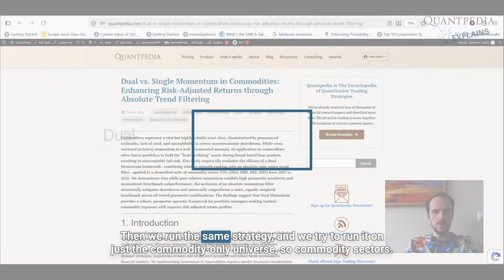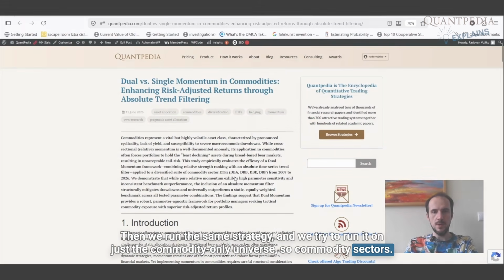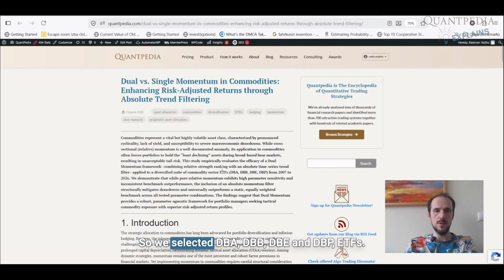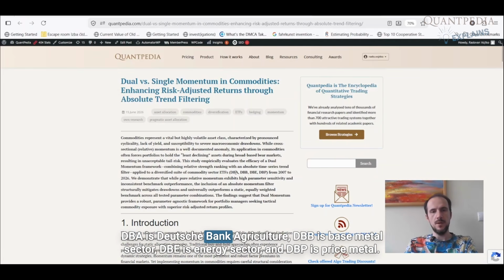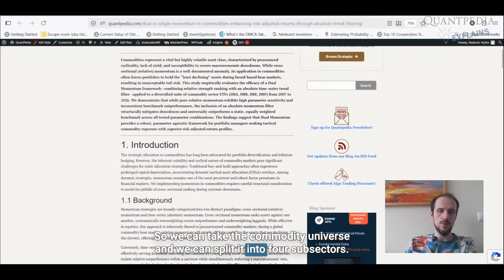Then we run the same strategy on just the commodity-only universe, the commodity sectors. The previous one was the broad universe, and here we run it on the commodity sectors. We selected the DBA, DBB, DBE, and DBP ETFs. DBA is Deutsche Bank Agriculture, DBB is the base metal sector, DBE is the energy sector, and DBP is precious metals. So we can take the commodity universe and split it into 4 subsectors.